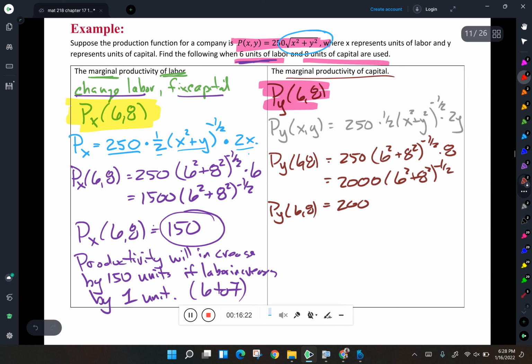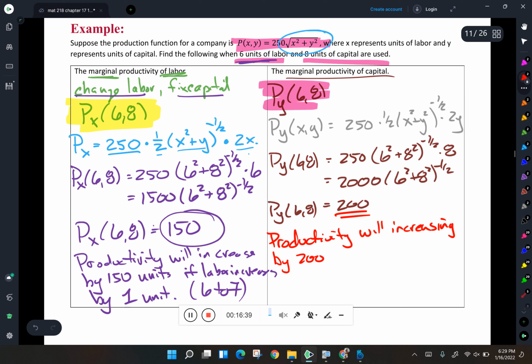So now what's going to happen? Well, productivity will increase. How do I know it's increasing? Positive number. So it'll go up by 200 units, whatever those units are, if capital increases by 1 unit.